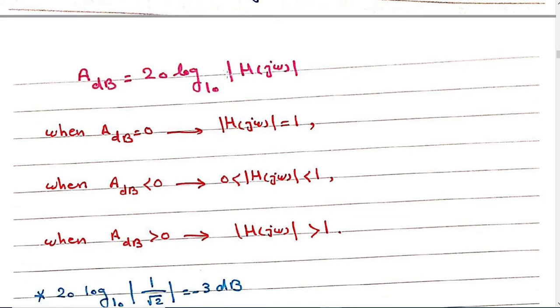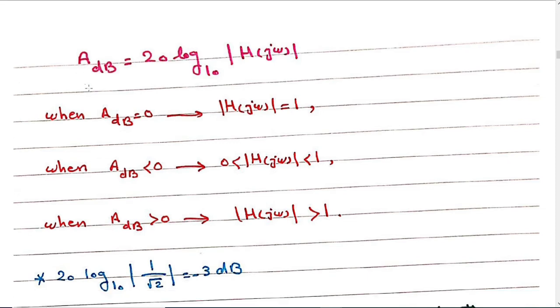If the magnitude of the transfer function is 1, A dB is 0. If it is between 0 and 1, A dB is negative. But if it is greater than 1, A dB is positive.